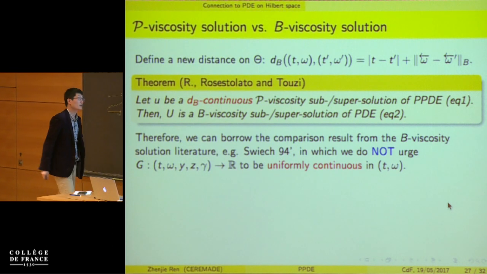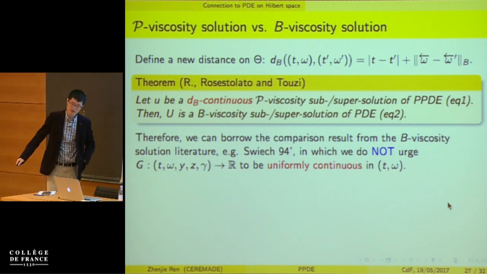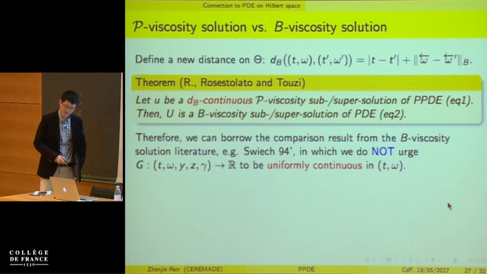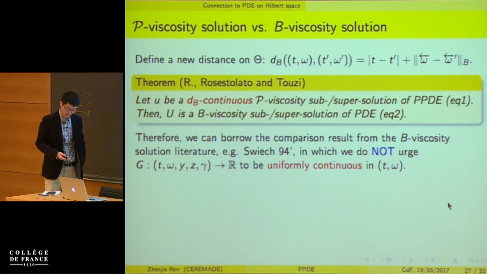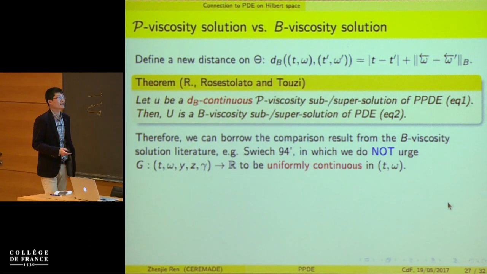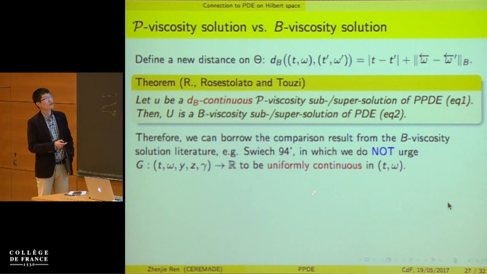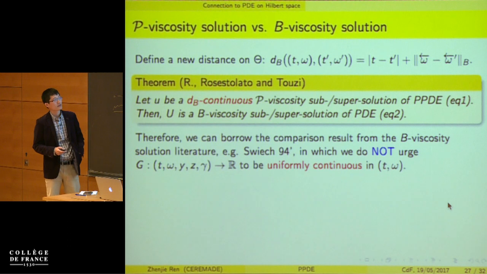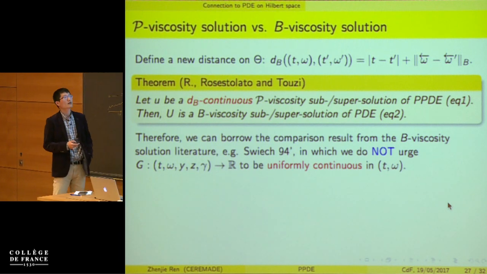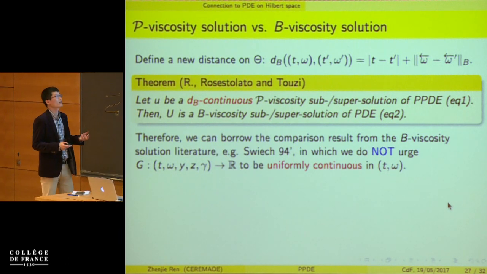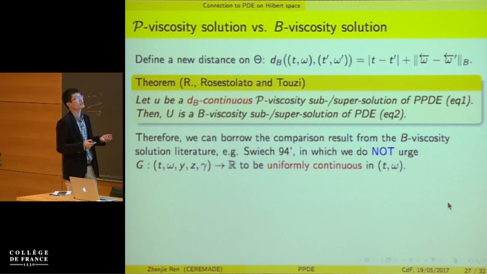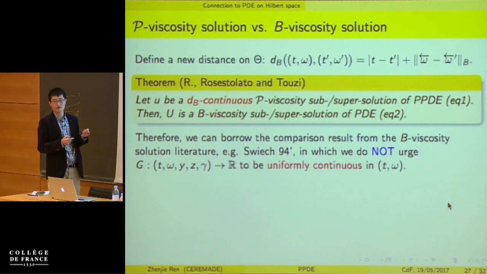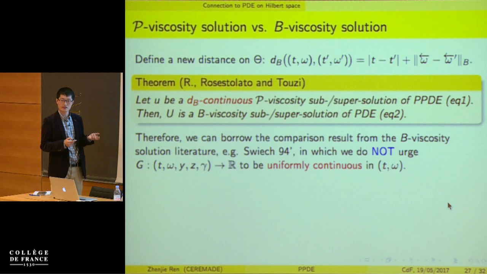Okay, therefore, we can, of course, borrow the result in the literature of Hilbert space PDE to prove the comparison. For example, we can use the result by Swiech in 1994. In his paper, we no longer need the uniform continuity condition on this generator G. Well, this is the advantage in particular.